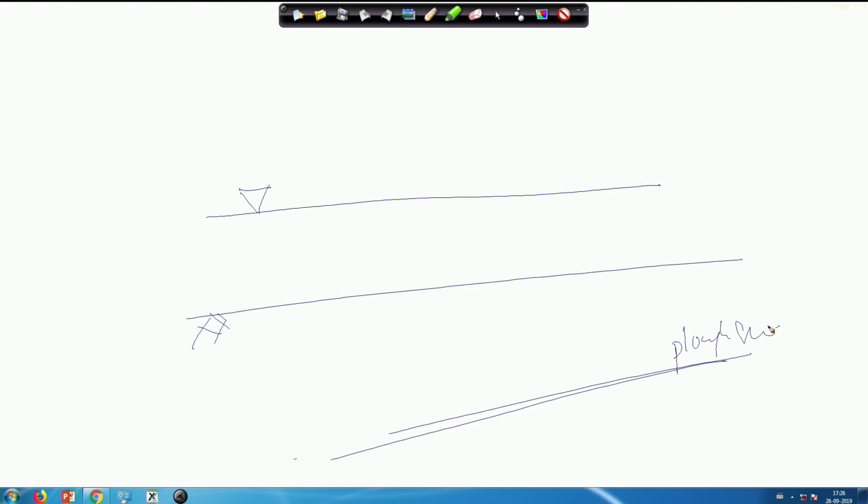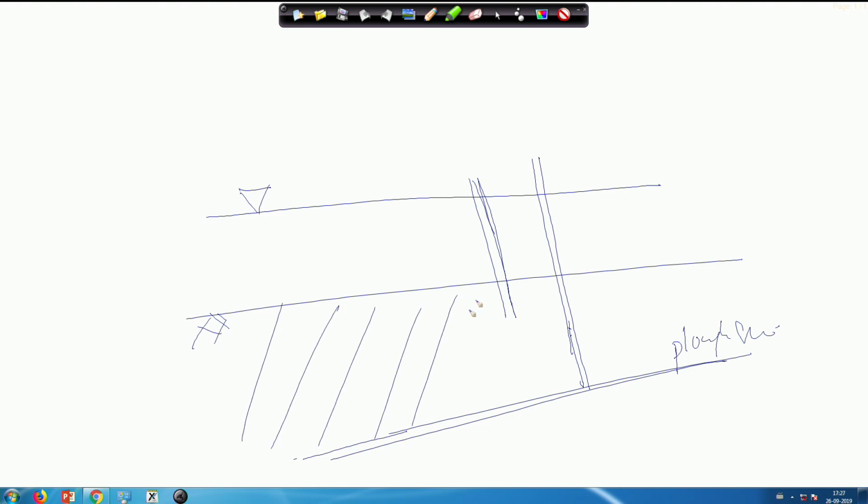Install one piezometer here, and you can also install another piezometer down here. It all depends on which soil stratum you are trying to find the hydraulic conductivity of. Suppose you want to find the hydraulic conductivity of this stratum. So, at this point and at this point, let's have two piezometers.